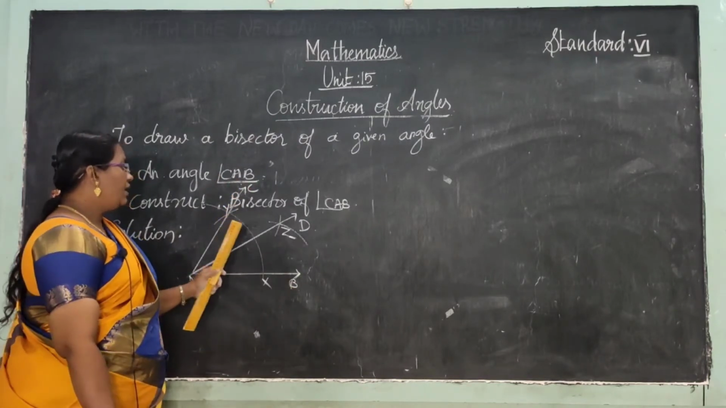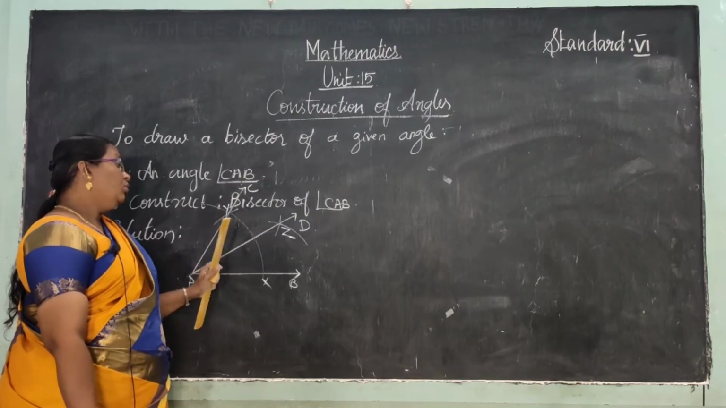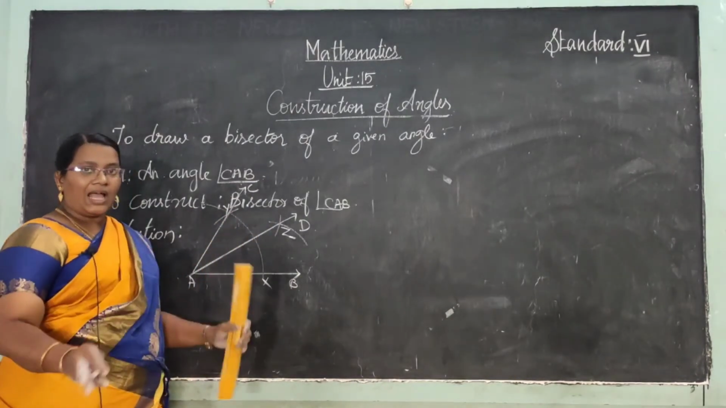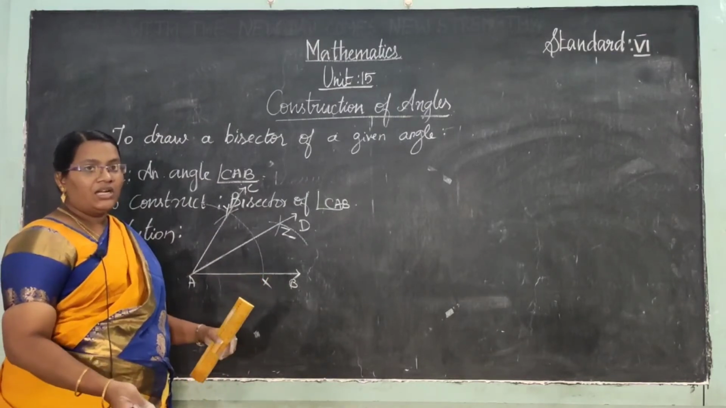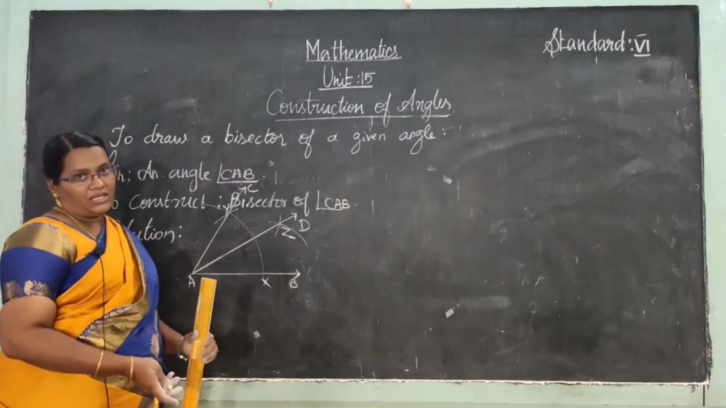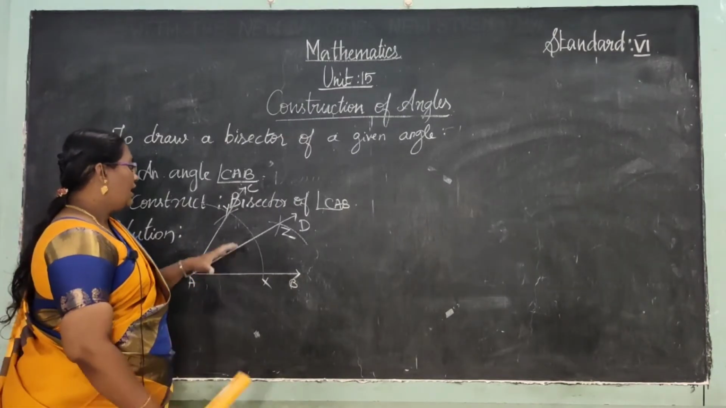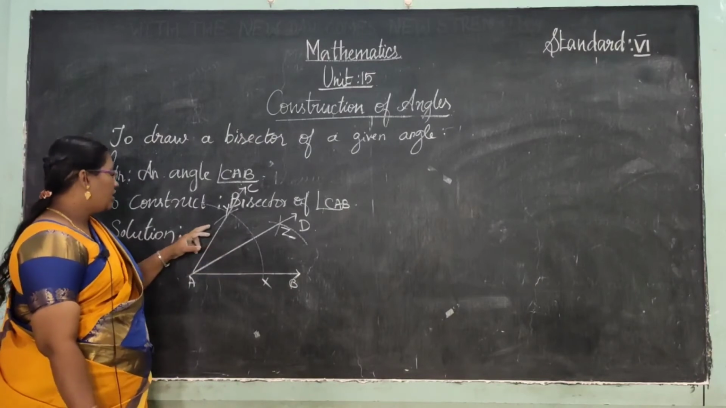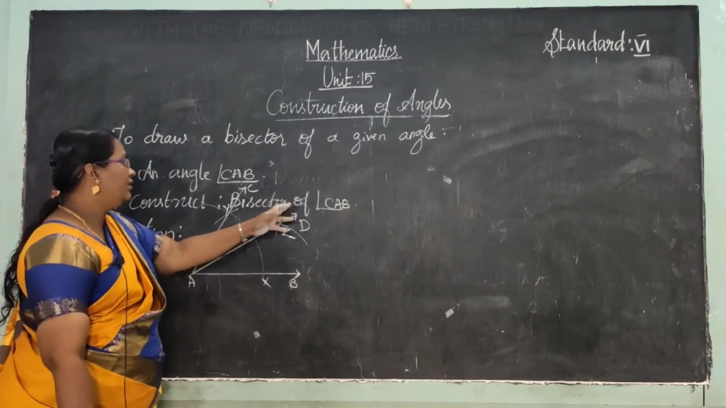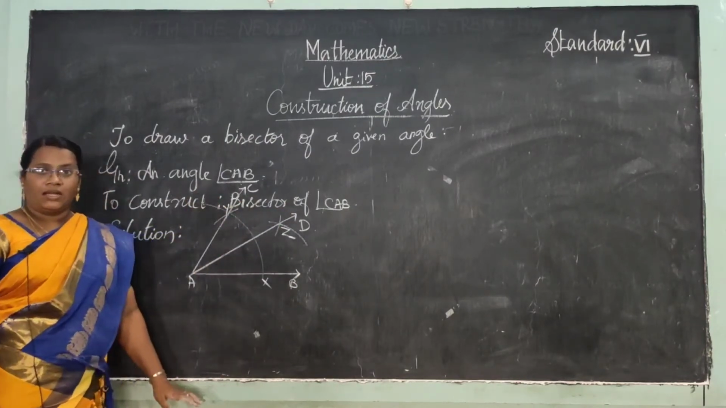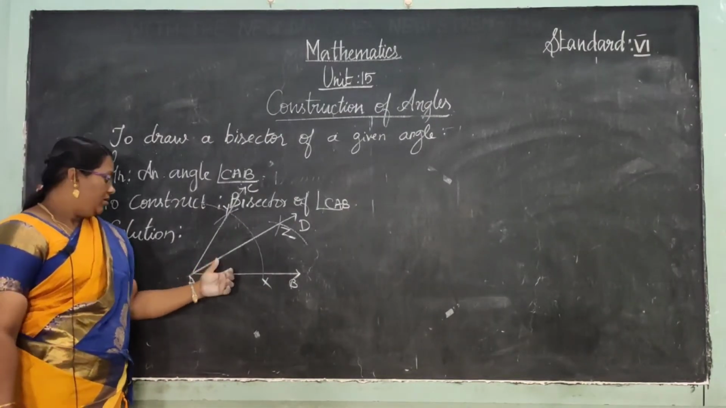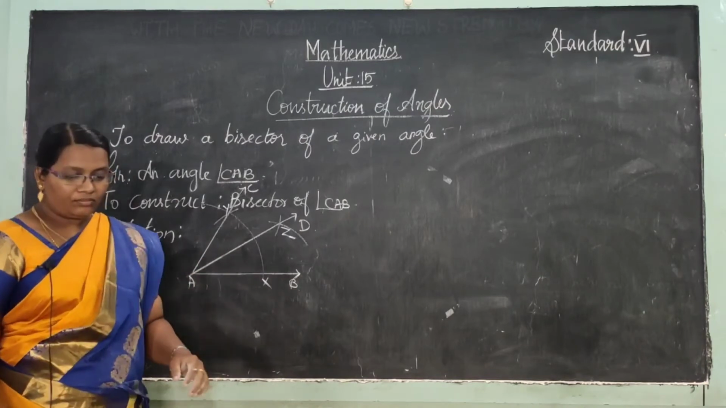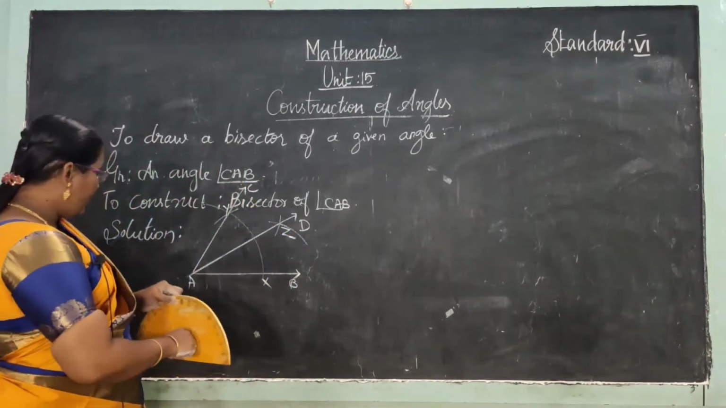CAB is divided into two equal angles. When an angle is divided, it is an angle bisector. When a line is divided, what is it? Perpendicular bisector. That's all. Since the angle is divided here, we call it the angle bisector. Whether it says construction of bisector of angle or angle bisector, the meaning is the same. Right, now we get the two equal angles. Shall we check now?